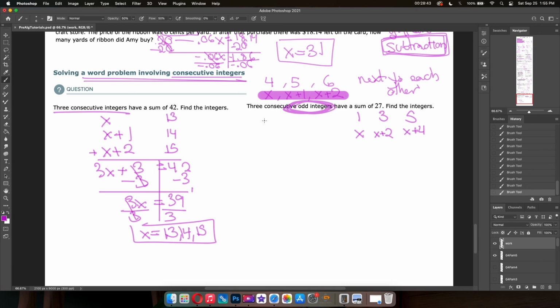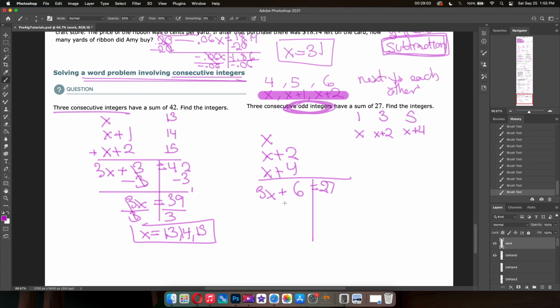So this will be 3 consecutive odd integers: x, x plus 2, and then x plus 4. And then all of these add up to 27. We have 1, 2, 3 x's. And then 2 plus 4 is 6. And there's our equation, and now we're all set to solve.